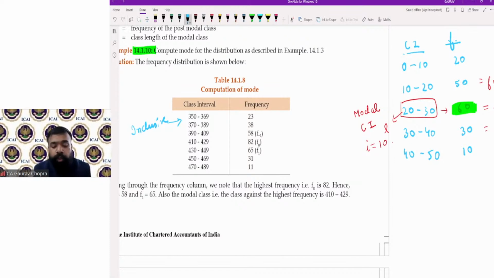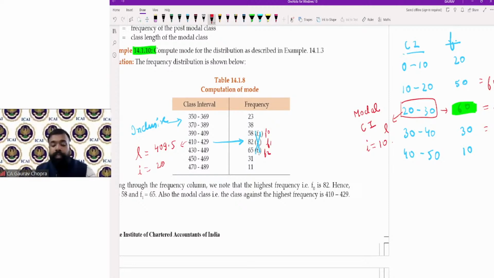So 410 to 429 has the highest frequency. As per our notation, we will write it as F1, F0, F2. So 410 to 429. If we convert this, 410 will become 409.5. So this is your lower limit. And what is the class interval? Class interval is 20. That is the gap between lower and upper limit.